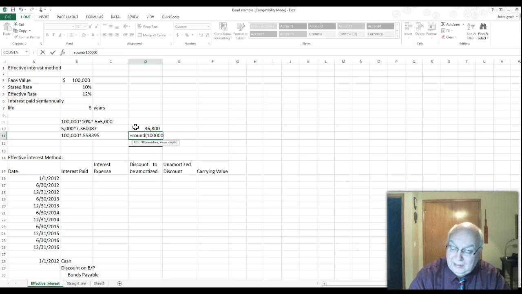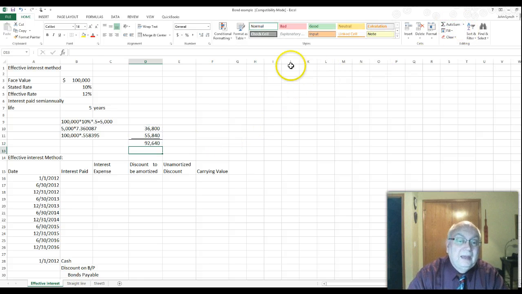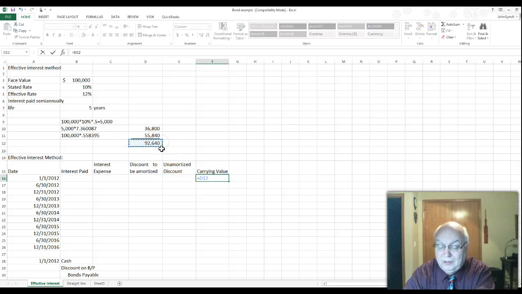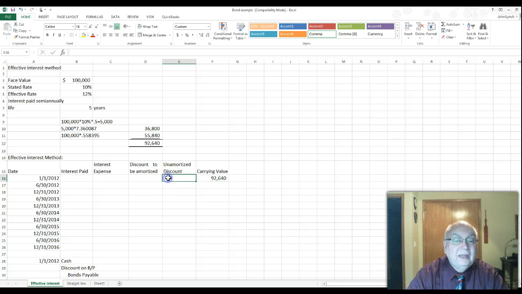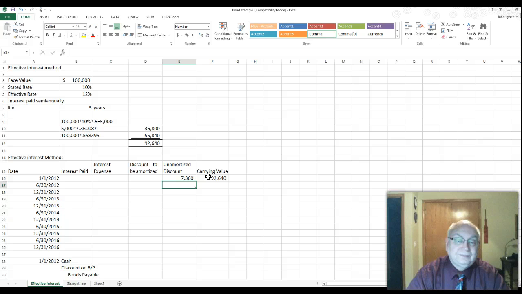100,000 times 0.558395, comma 0, and that gives you 55,840, which we then add up, and the present value of the bond is $92,640. So that is what we put in here for the carrying value to start with, $92,640. That's my very beginning, and my discount would be the 100,000 minus the $92,640. So the unamortized discount is $7,360.